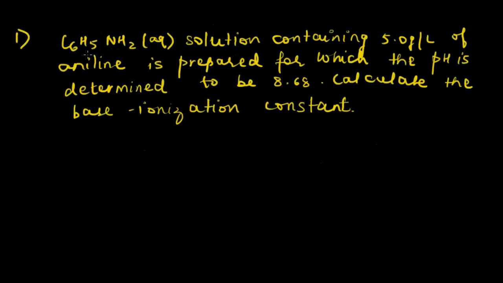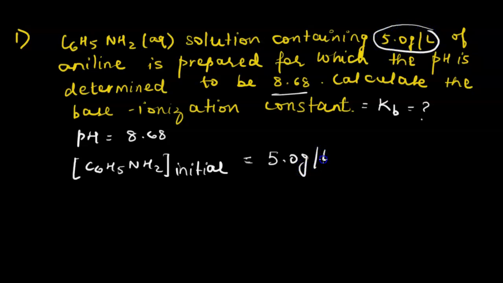In this question we are given an aniline solution, C6H5NH2 aqueous solution, that contains 5 grams per liter of aniline, for which the pH is determined to be 8.68. We are supposed to calculate the base ionization constant, that is the Kb value. Now what we are given is the pH, that is 8.68, and the initial concentration of aniline to be 5 grams per liter.